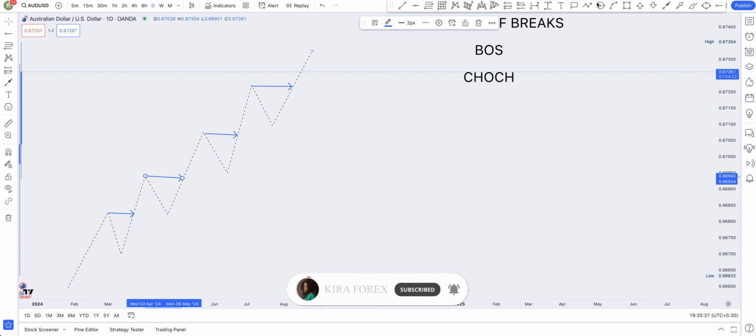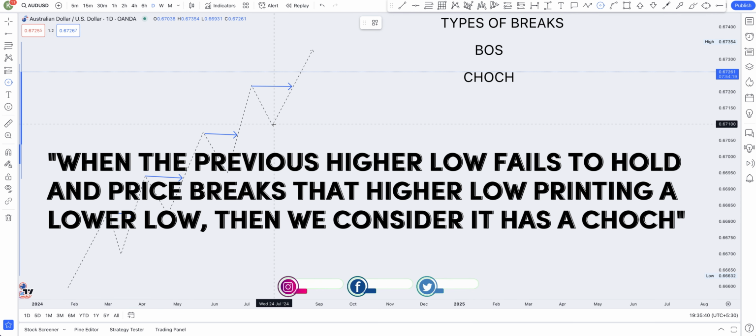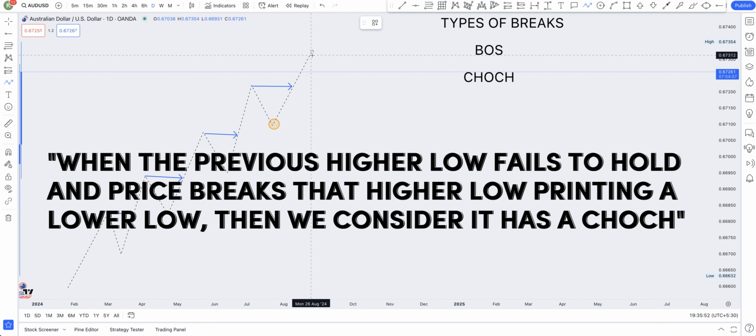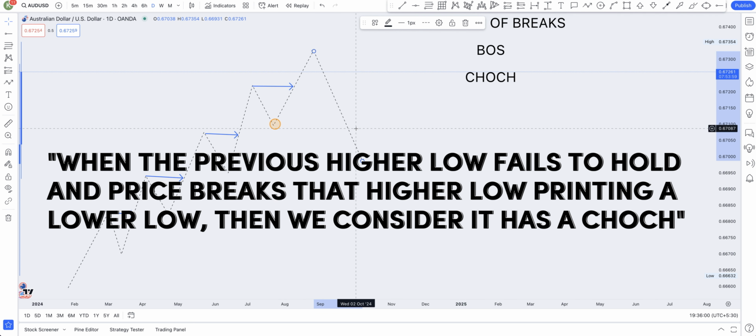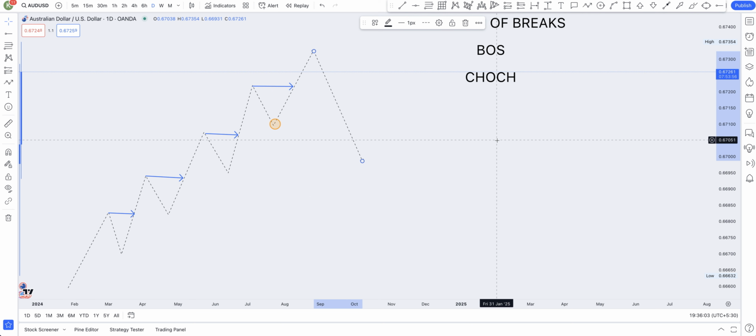So we consider a choke when the previous low, this was our previous low, this point here was our previous higher low. Okay, so when this higher low here fails to hold and price breaks that higher low, printing a lower low, then we consider this point as a choke. Don't get confused, get this clear. I'm speaking in a simple language so that even a child can understand. So what I'm trying to mean is that a break of structure happens in a continuation market when price is moving in a particular trend, breaking a series of higher highs and higher lows, or lower lows and lower highs. That is in a downtrend.